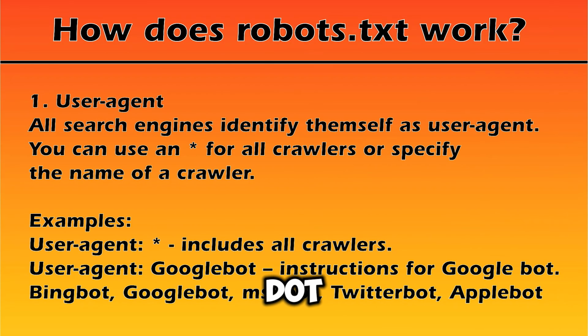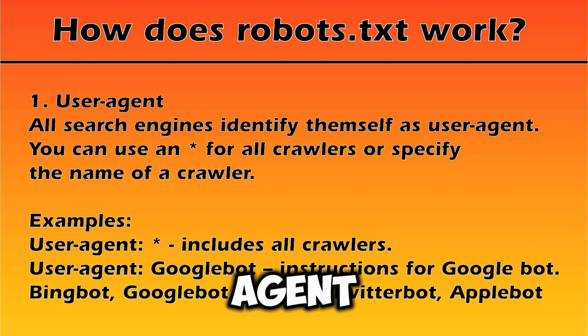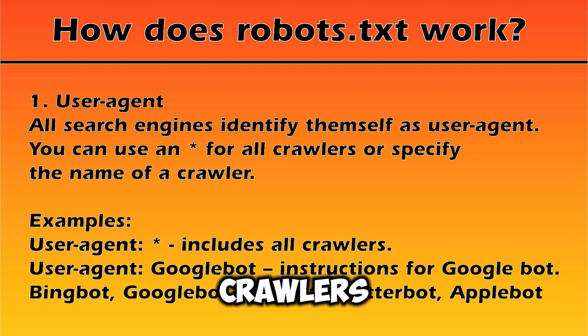How does robots.txt work? User agent. All search engines identify themselves as a user agent. You can use an asterisk for all crawlers or specify the name of a crawler. Examples: user agent asterisk includes all crawlers; user agent Googlebot gives instructions for Googlebot.